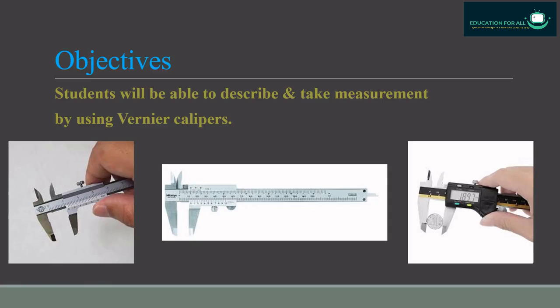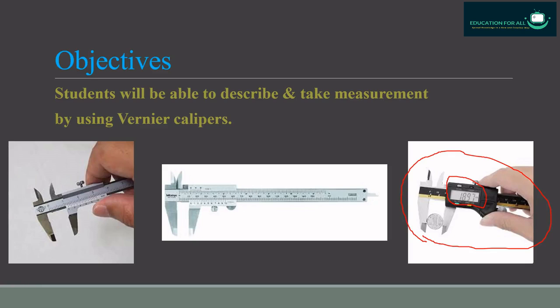And in the pictures you can see different Vernier calipers. These two are manual, you can say these are the simple Vernier calipers, and the third picture is basically a digital Vernier caliper. You can see digits will show you the diameter or thickness or whatever you will find.